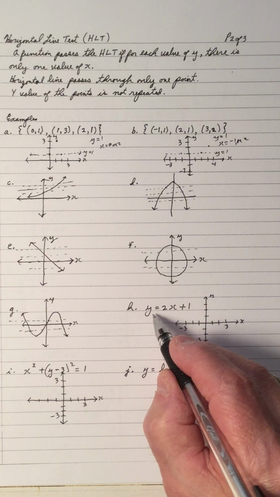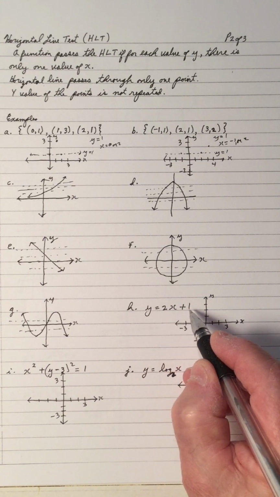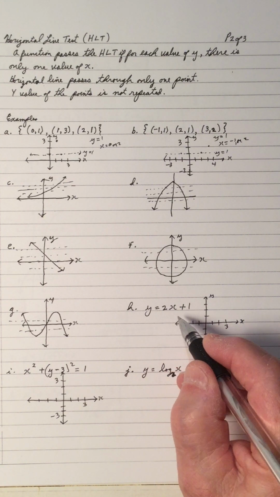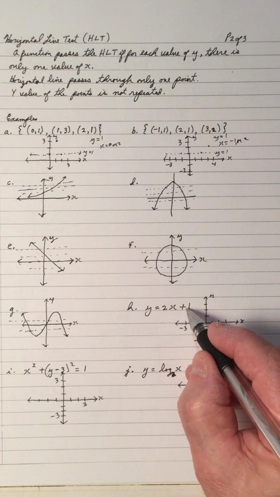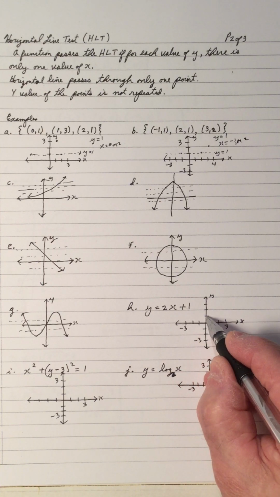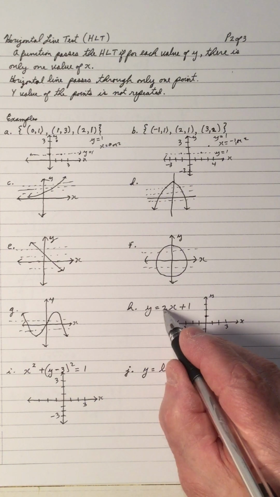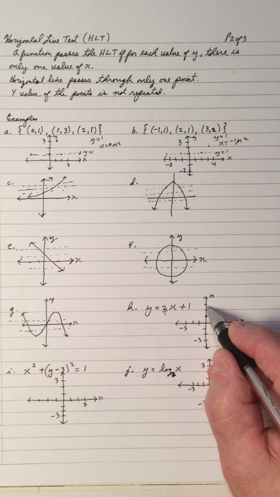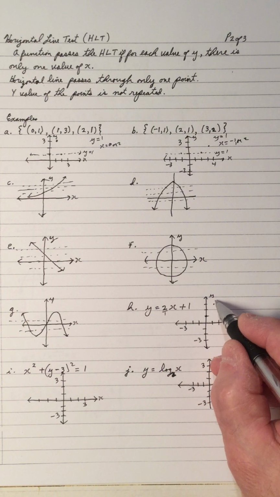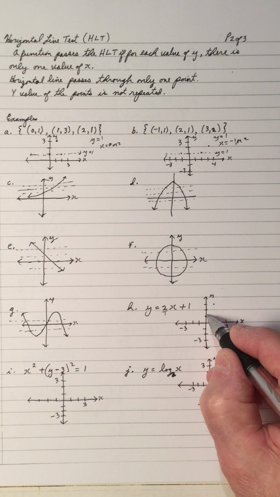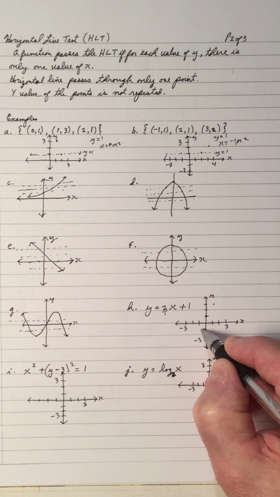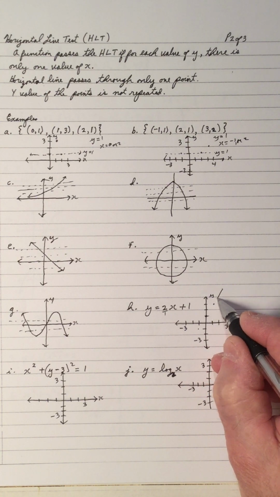Notice we got an equation, y equals 2x plus 1. This is a line that has a y-intercept of 1 right there, and the slope is 2 over 1, so you rise 2, run 1. Or you can go the other way, you can go down 2, left 1. So this is the line.